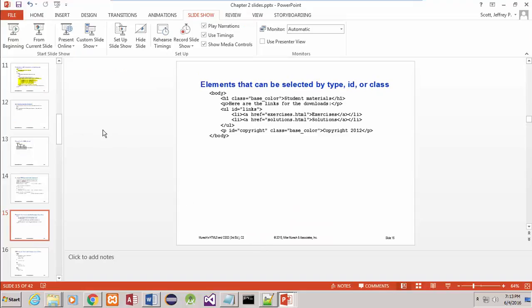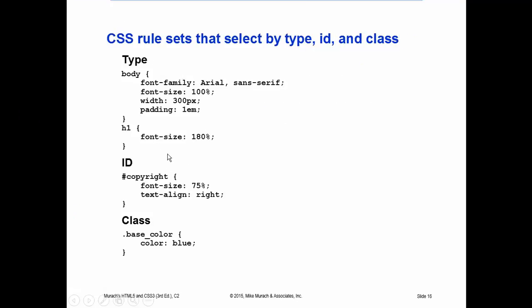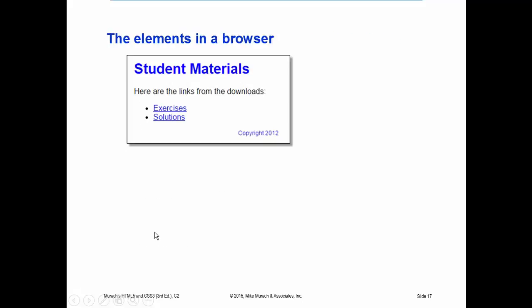All right, so in the book here on slide 15, the author is showing some examples. I showed you my own. Again, you see IDs must start with a pound sign. Classes must start with a period. So the type means everything in the body, all H1 tags. This means any HTML element that has an ID of copyright. This means any HTML element that has a class of base underscore color.